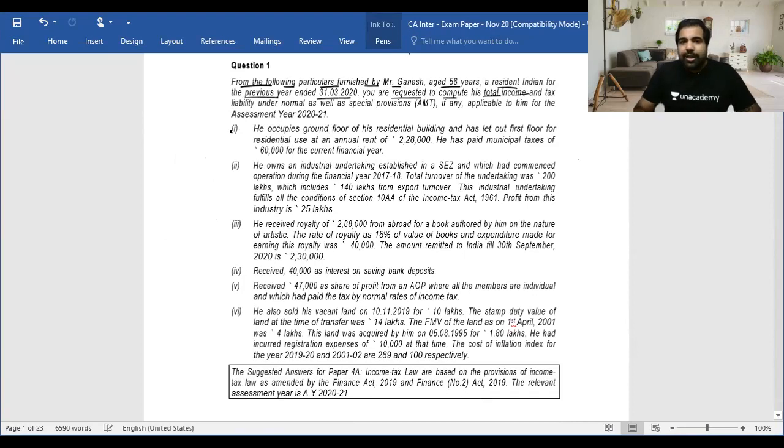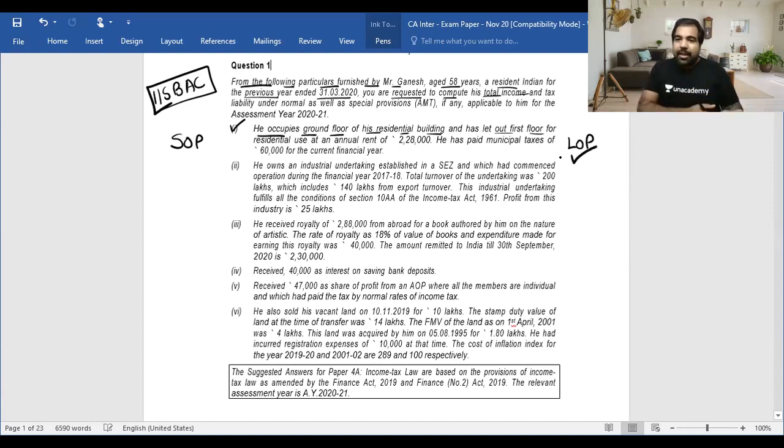All right. So guys, while we read it, I've twisted the question such that he opts for 115BAC. In the exam, if they say what if he does not opt, then calculate normally. And if he opts, then we'll see what you should do. He occupies the ground floor of his residential building and has let out the first floor. So there is one SOP and there is one LOP. In LOP, there will be no change at all. So LOP is just what you know. You take expected rent, actual rent, you minus unrealized rent, all of that. Nothing changes. In SOP, you will not get 24B. If there is any interest, you will not get that. That's the first one.